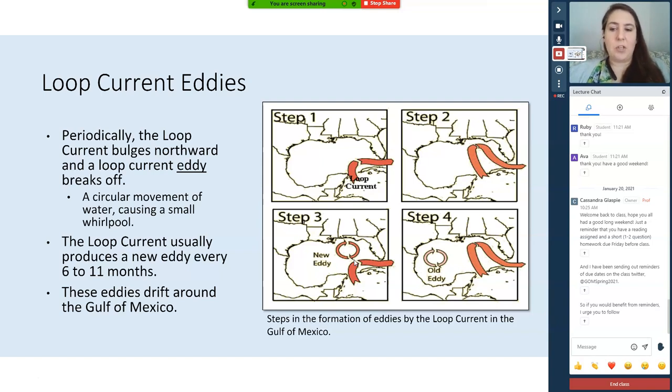The loop current usually produces a new eddy about every 6 to 11 months. And those eddies can stick around for a while, so they'll drift around the Gulf of Mexico. They'll gradually lose steam and lose their motion over time, but they do drift around the Gulf of Mexico. So you can see in this last step, after we had an eddy form, that old eddy can be drifting around the Gulf of Mexico. Meanwhile, the loop current is getting ready to form a new one.